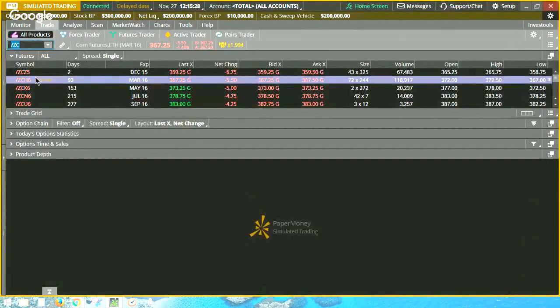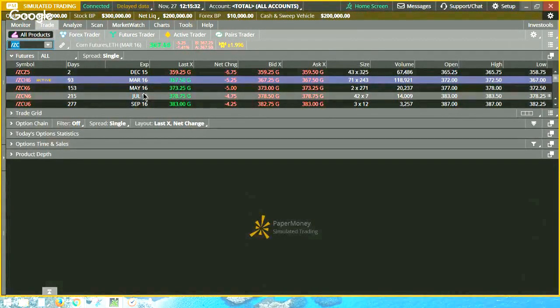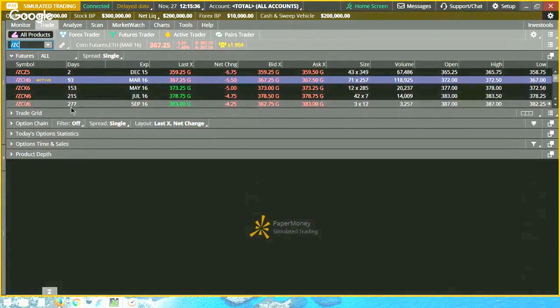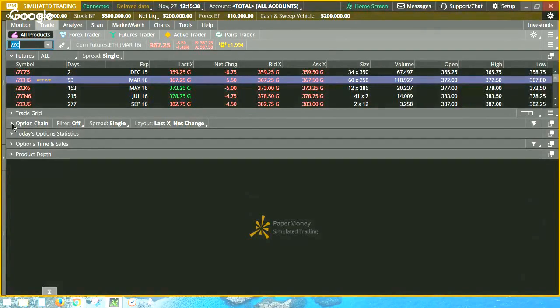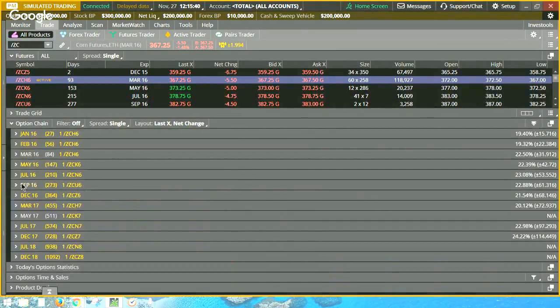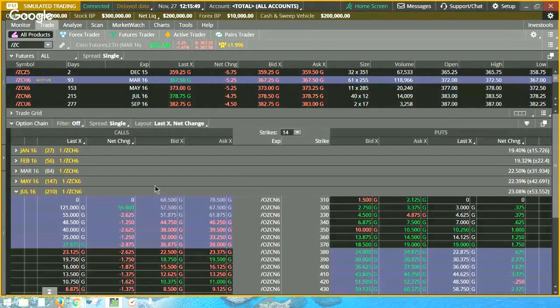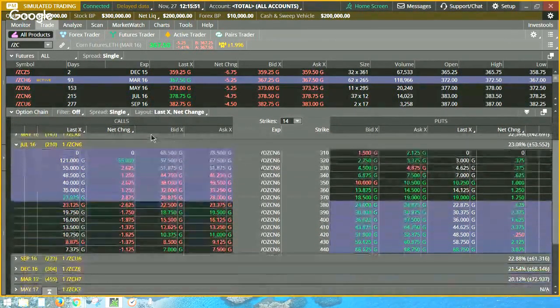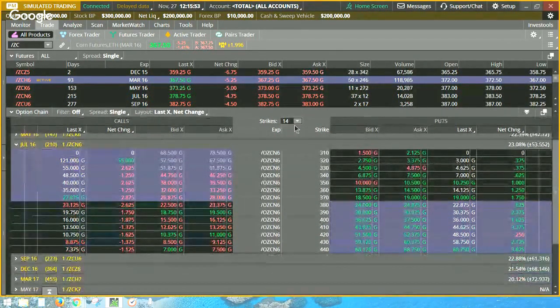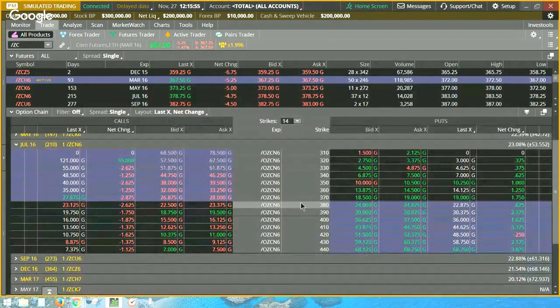The active contract is March 16, but we're actually going to look at July, because that's the one we want to hedge. So we'll go into the options chain here. When you're going in for your first time, they'll all be closed, so just go to July 16. There's 210 trading days in the July 16 contract, and we'll scroll down a little bit. These are the 14 strike prices that are at the money or very close to at the money.